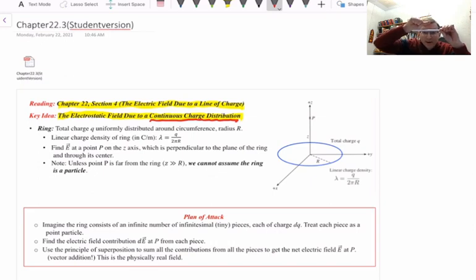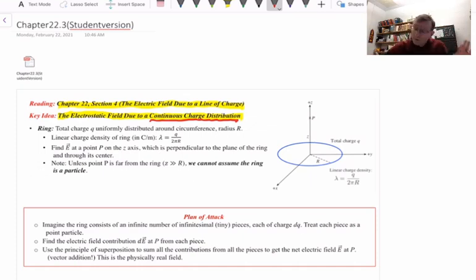created at this point where my fingertip is from the charge on this pencil, I can't treat the pencil as a charged particle because it's distributed in shape. It's not a point particle. So how do we find the electric field created by a distributed shaped object with charge? That's what this whole section is about.